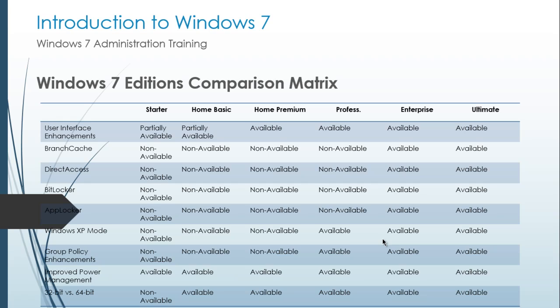So BitLocker, AppLocker, Windows XP mode, Windows group policy enhancements, improved power management, and 32-bit versus 64-bit: these are some of the features that are improved in the Windows 7 operating system.